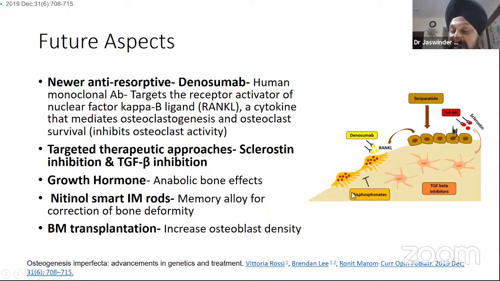At present, bisphosphonates are being used, which act by the inhibition of the osteoclasts. And denosumab, which we have now started using in adults, acts at the level of RANKL, which is the receptor activator of nuclear factor kappa B ligand, and they inhibit the osteoclastic activity. So when the osteoclastic activity is inhibited, there is less resorption and the bone density increases. Somehow you should know this slide, because you might get a theoretical paper also on osteopenia, osteoporosis. If you remember this, you can write innumerable things there.